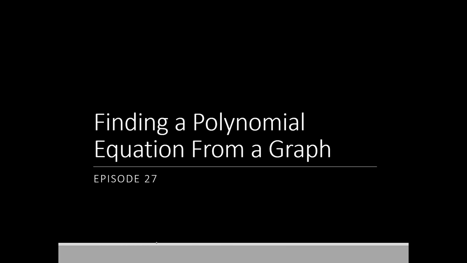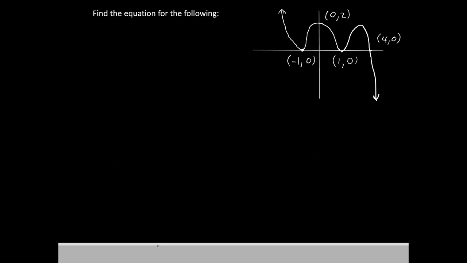Hello there once again, welcome to episode 27. In our last episode we had you graph a polynomial function. This time we're going to do it the other way around. We're going to give you a graph and you have to find what the equation is. Let's have a look. Alright, so here's our graph.